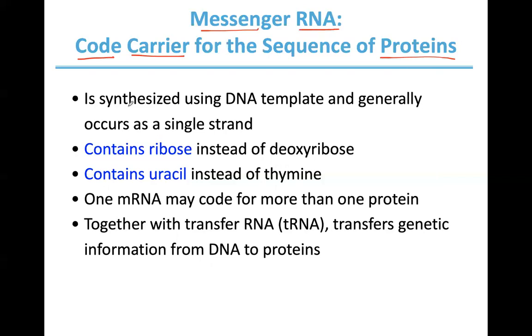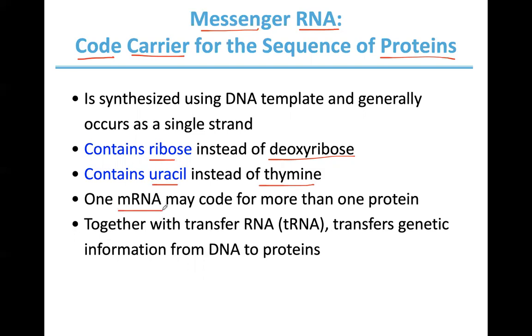It is synthesized using a DNA template and generally occurs as a single strand. So RNAs don't form double-stranded sequences, except for specific regions, which we will look at in a moment, which are called inverted repeats and various shapes, such as hairpins. So we will look at that in a moment. Obviously ribose instead of the deoxyribose, uracil, no thymine.